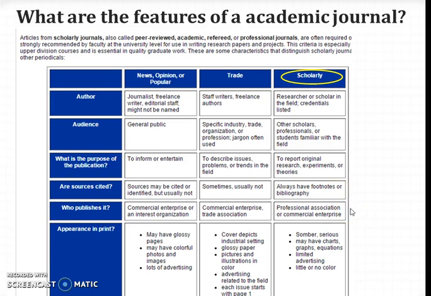Who publishes it? Well, it can be a professional association, a university, a company, or a government. And what does it look like? It looks serious. It has charts, graphs. Usually it doesn't have any advertising, and if it does, it's very, very limited. And there's usually not much color.